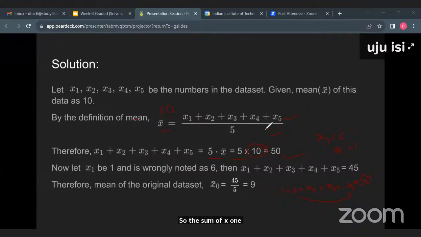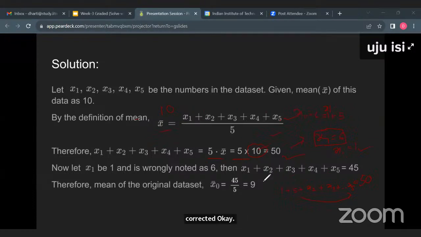But they say in the question that one of the values in this data set, whose sum is 50, is 6, but the value 6 is taken by mistake. The original value is x1 equal to 1. So can you extract 1 from this 6? Let's say my x1 is equal to 6. Can I write it as 1 plus 5? Is it okay? Yes, ma'am. Right? So I will call the corrected value x1 dash.